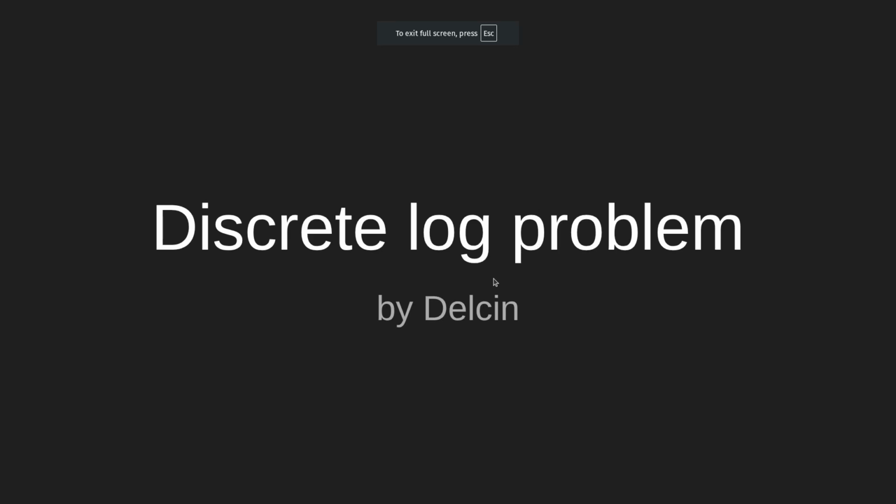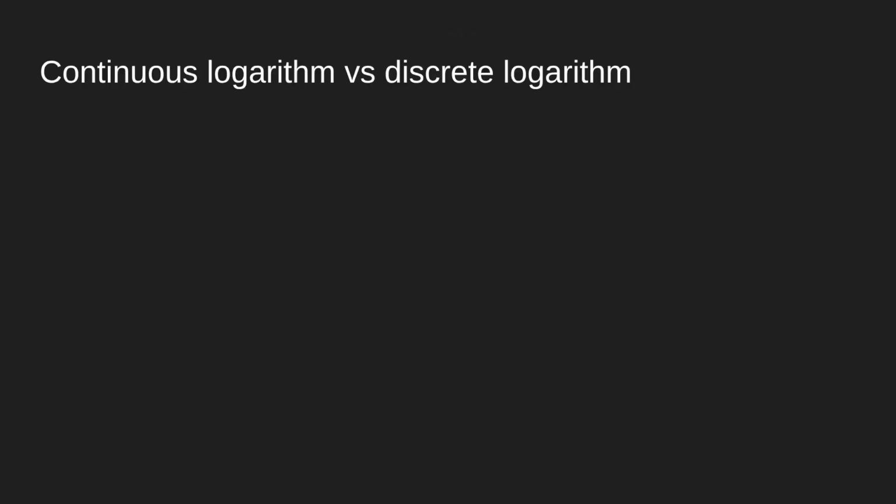Yes. So finally we have arrived at the discrete log problem. Right. So what is it? The discrete log problem is the basis of signature schemes used in Bitcoin, either ECDSA or Schnorr. It is based on the hardness of the discrete log problem.